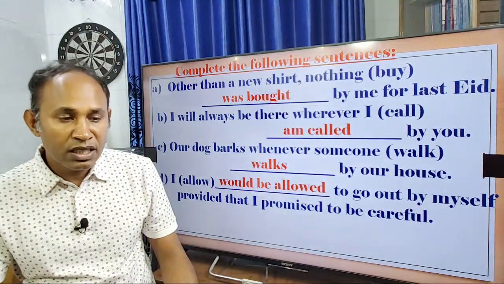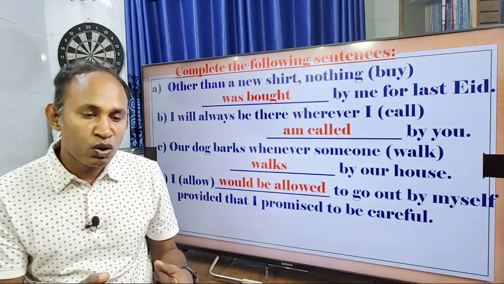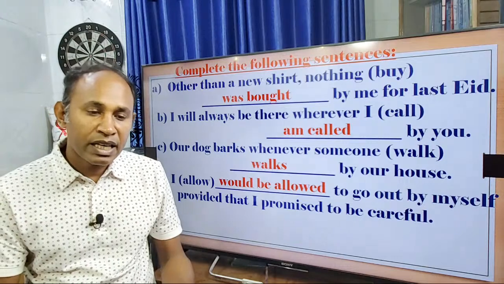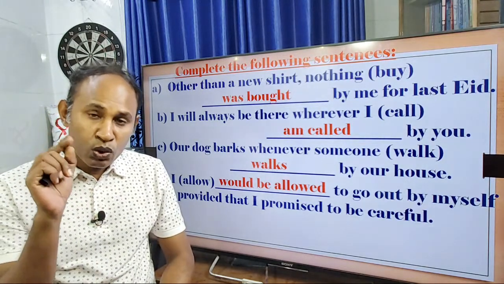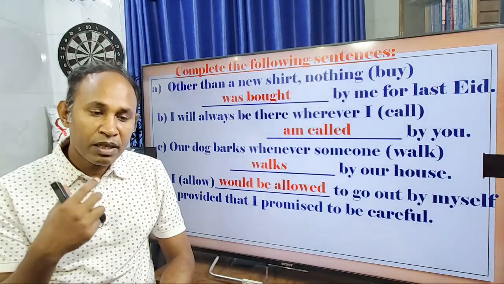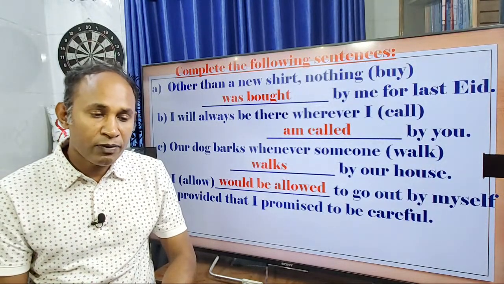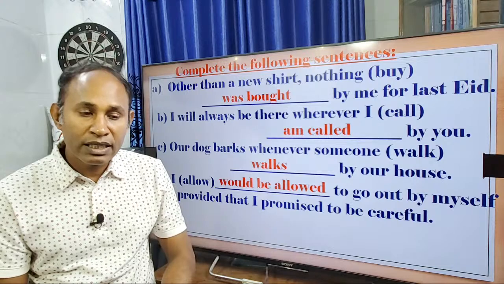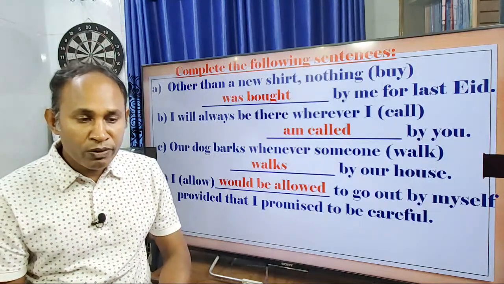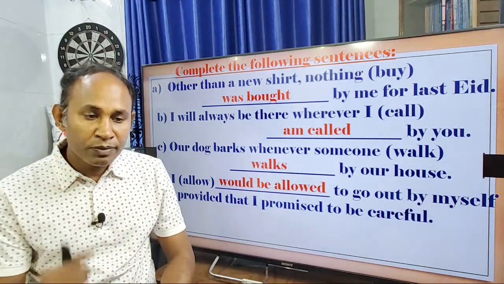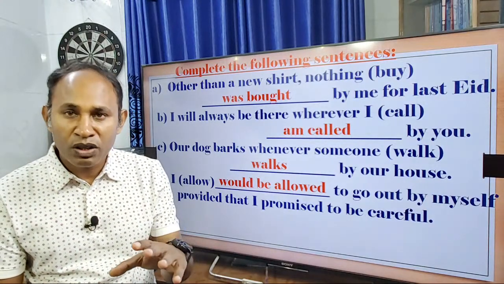you think je tumi chinta koro I would be allowed to go out by myself, amake eka baire jete diyechilo onumoti dewa hoyechilo jodi hoto jodi ami promise raktam, thik ache, careful hor jono. So provided that man hocche je if othoba in case, that's why tumi jodi provide that er jaygay jodi if boshao tahole kintu eta second conditional hobe.